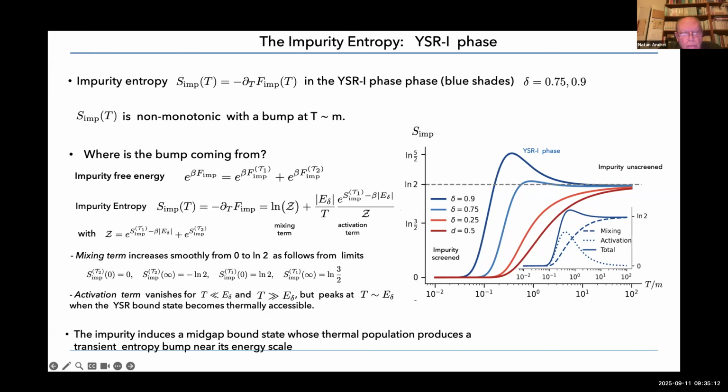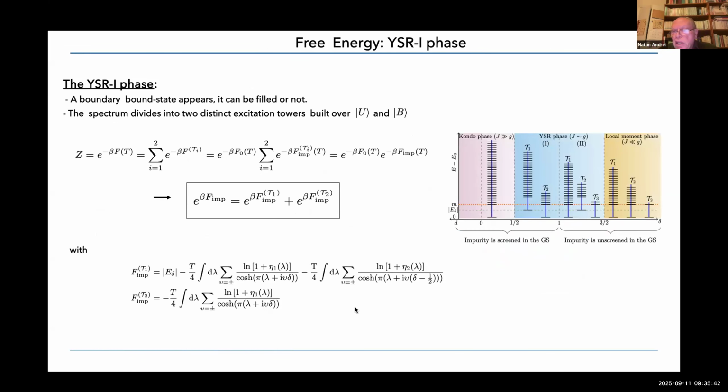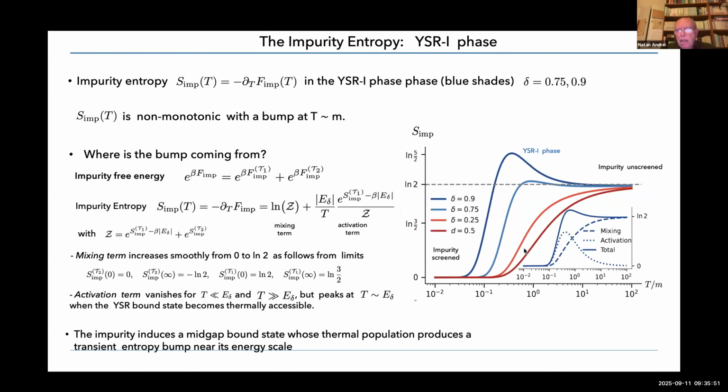You see that the activation term vanishes for very low temperature and for very high temperature, but it peaks at temperatures of order E delta, where the YSR bound state becomes thermally accessible. So we have a situation where we heat it up, and suddenly new states which before were not accessible are lifted, and as the temperature reaches the right range, they are activated, and therefore a new type of excitations plays a role, and S impurity has this bump. And then again, it is screened. So the impurity induces a mid-gap bound state whose thermal population produces a transient entropy bump.